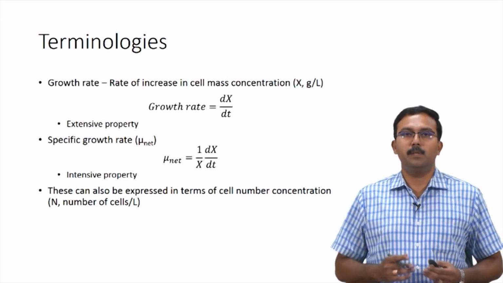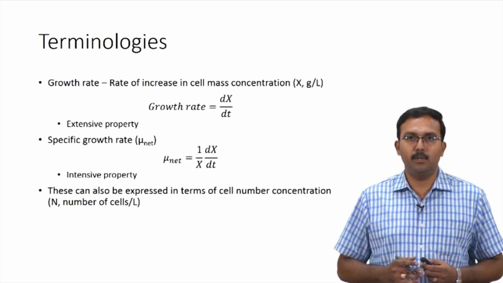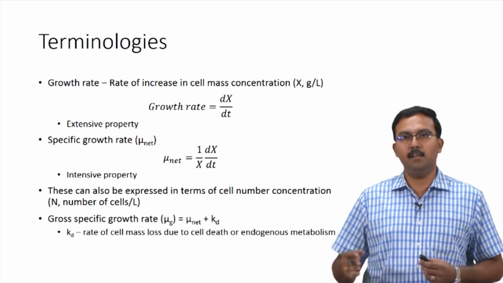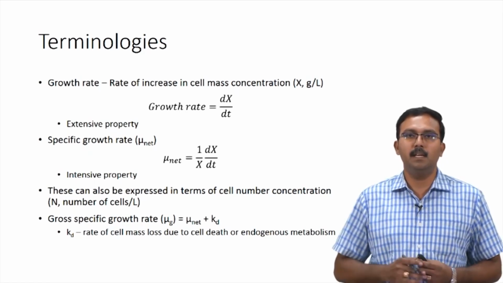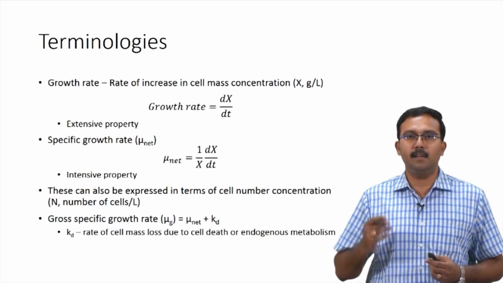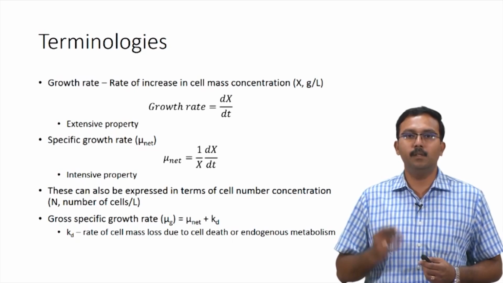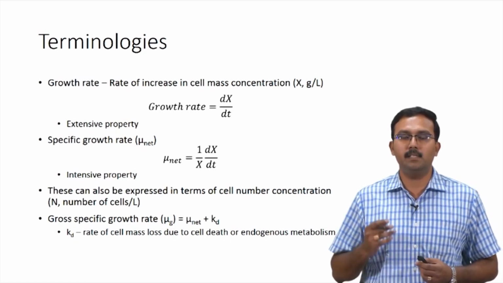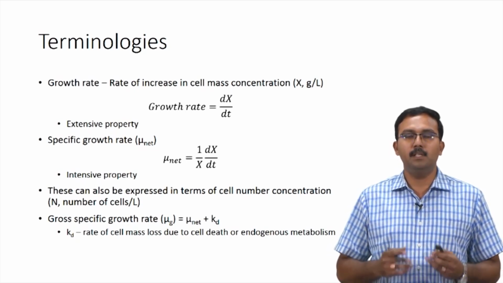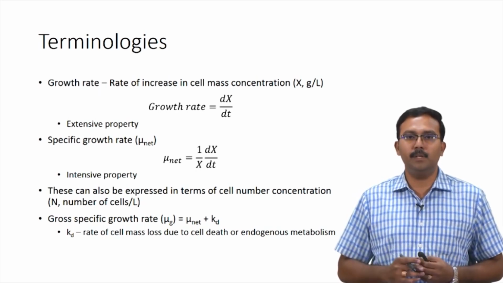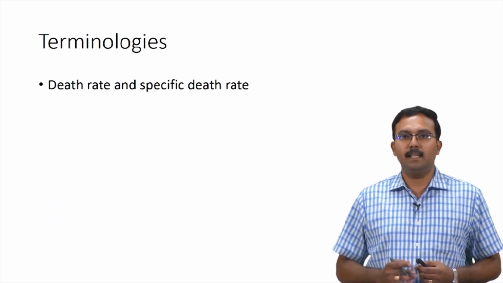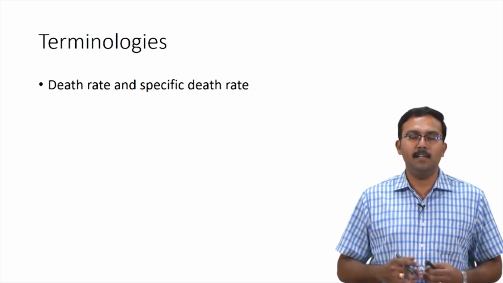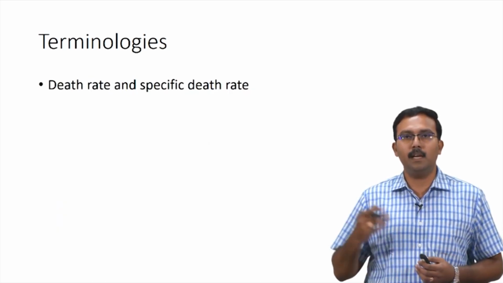The specific growth rate which we look at here is the net specific growth rate. We should remember that there is another term called gross specific growth rate, which is the net specific growth rate plus Kd, where Kd is the rate of cell mass loss due to cell death or endogenous metabolism. So, this in addition to mu net gives you the gross specific growth rate. There is also death rate and specific death rate, which can be defined similar to growth rate and specific growth rate.